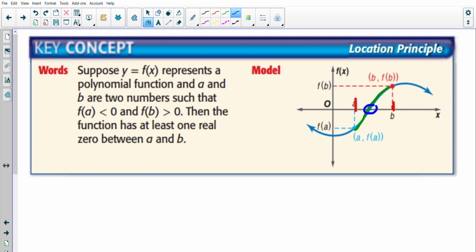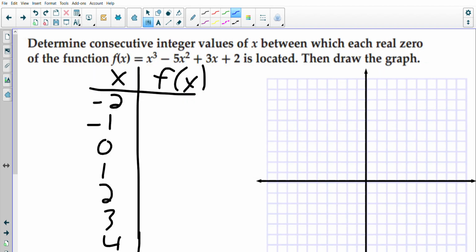There is a number on the x-axis where the answer will be 0. That's what it's trying to say to us. Okay, so that's what we're looking for. So determine consecutive integer values of x between which real zeros exist.